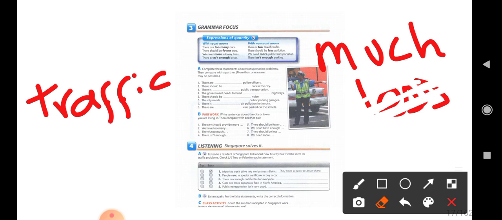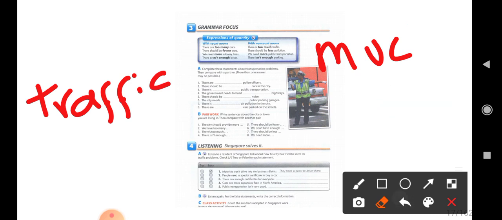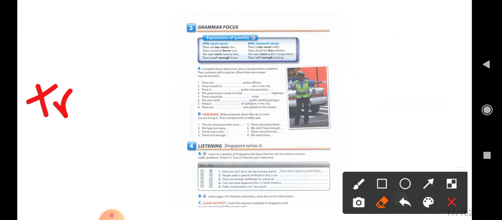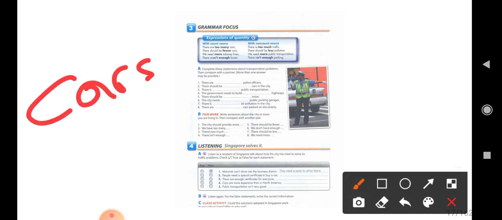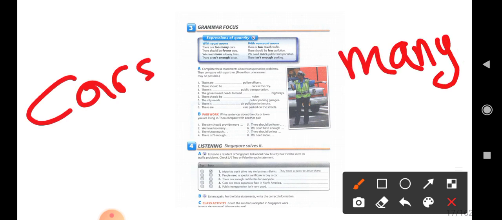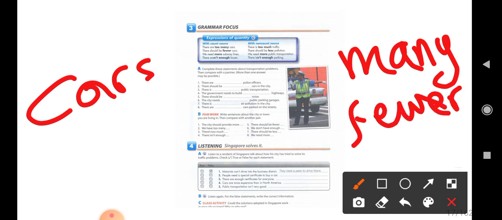On the other hand, when we have count nouns like buses or cars or parking lines, we can use many instead of much. Many or fewer, few.